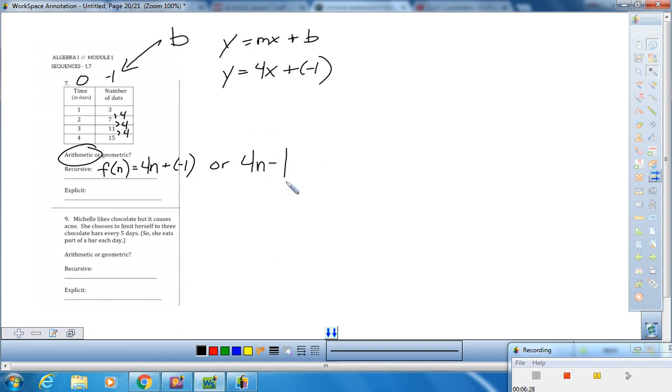Okay. What is the oh shoot, that's the explicit. For the recursive, f of 1 is 1. F of n is take whatever the previous one was and add 4 to it.